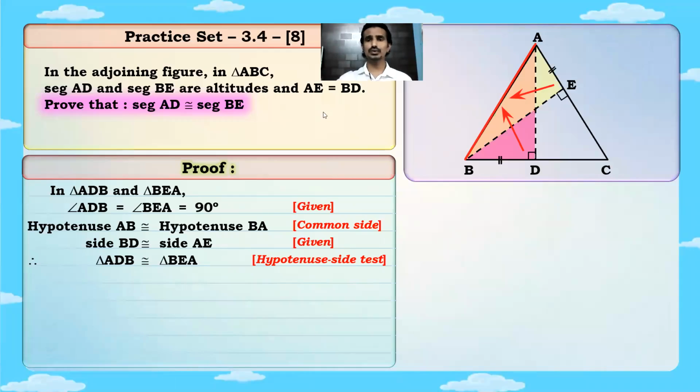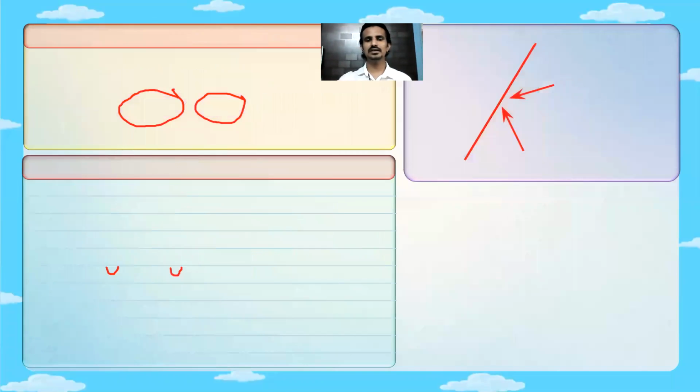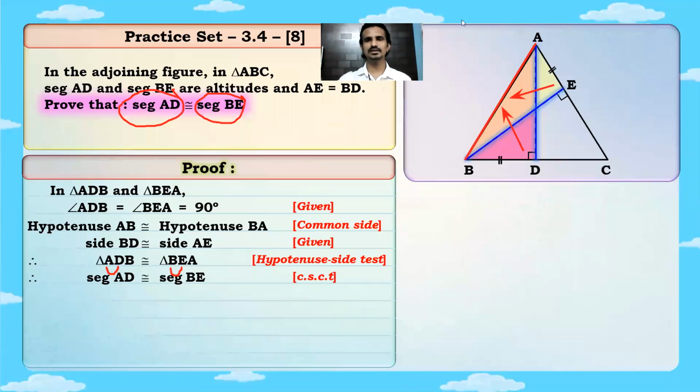So once we prove the two triangles congruent, remember their corresponding sides or corresponding angles can be congruent. The sides which we require are AD and BE. Okay, so AD and BE are the corresponding sides. So just write down that AD congruent to BE. Reason आएगा इसका CSCT. Write this all of you.